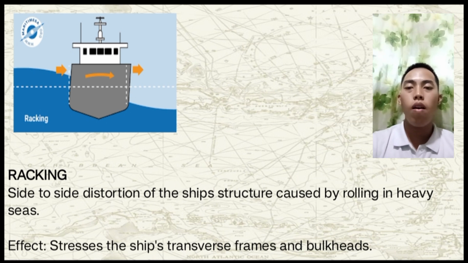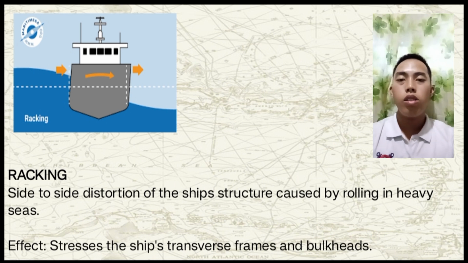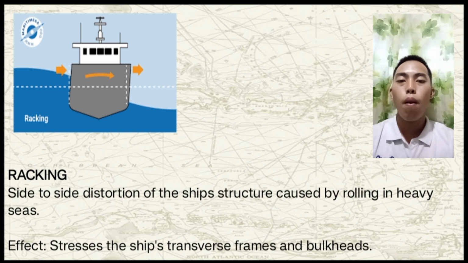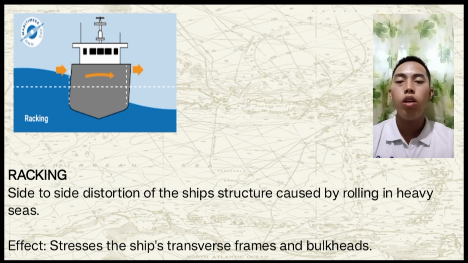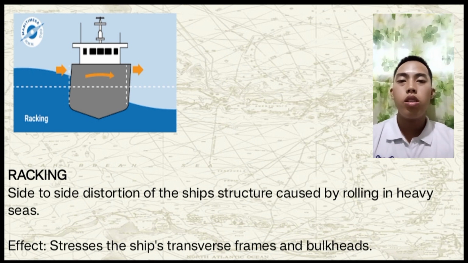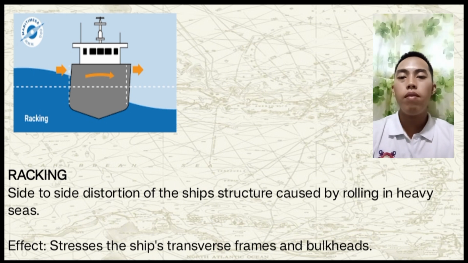Last one, rocking. Side-to-side distortion of the ship's structure caused by rolling in heavy seas. Effect stresses the ship's transverse frames and bulkheads. So rocking in a ship is side-to-side distortion of the whole structure. So it's caused by the rolling motion of the ship in heavy seas.